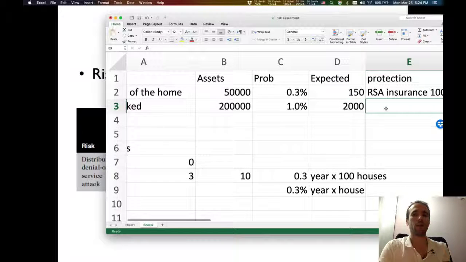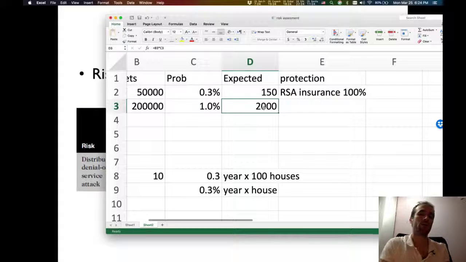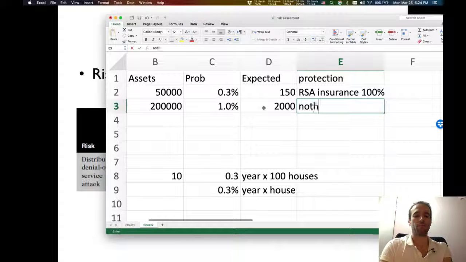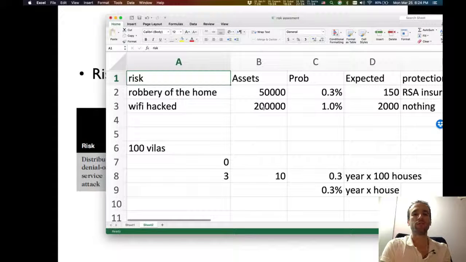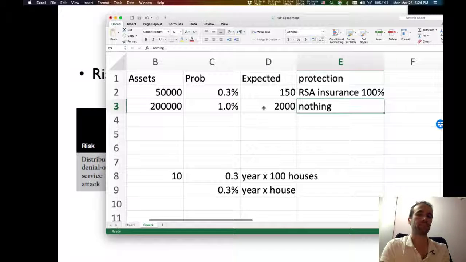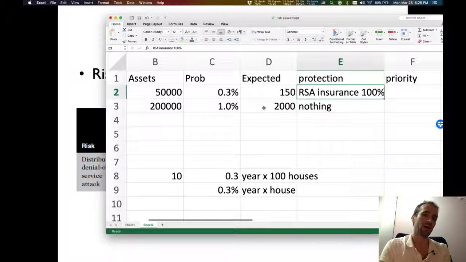All right. Let's assess the protection we have. Some of you might have the Etisalat protection, which covers you for any of this, but let's say we don't have any protection in this case, nothing. So you would do this for all the risks that your home or your company is exposed to. And then you would rank them. So you would look at the expected cost and at the protection that you have.